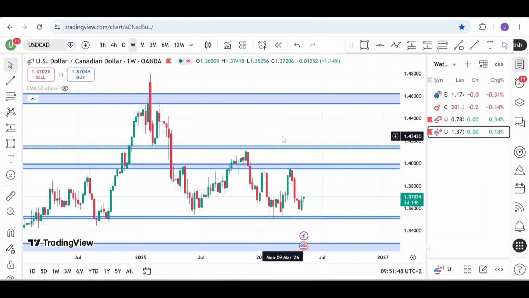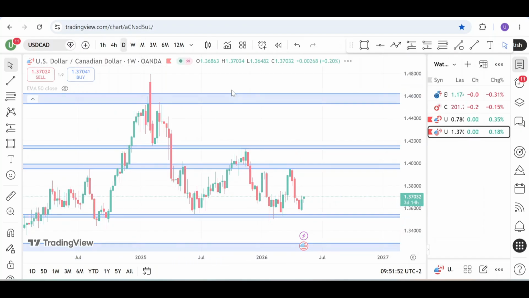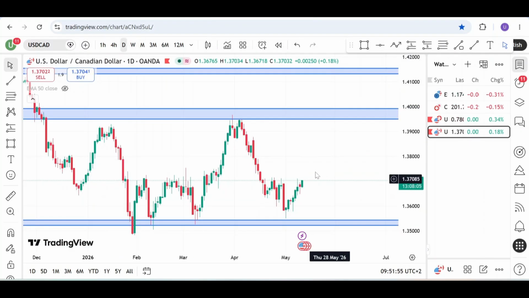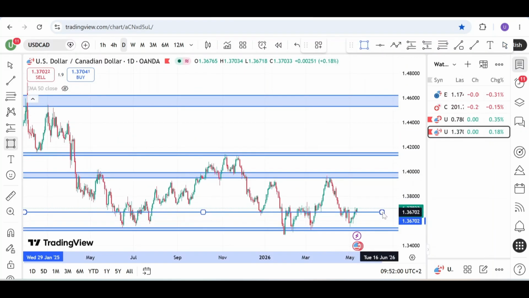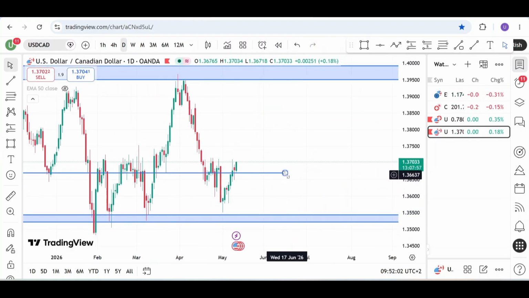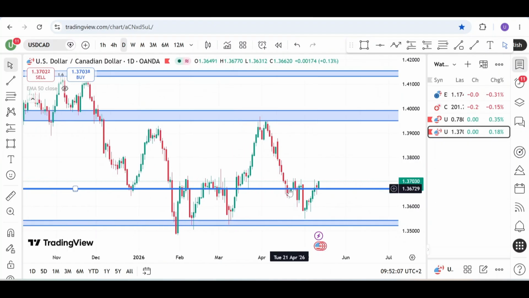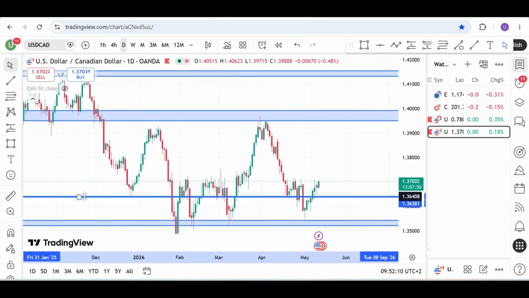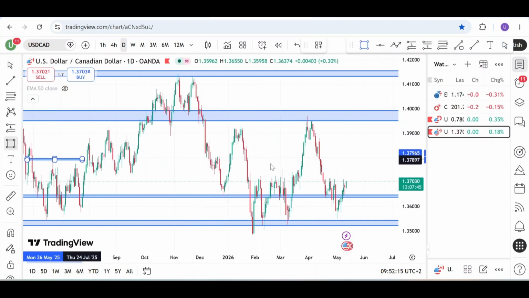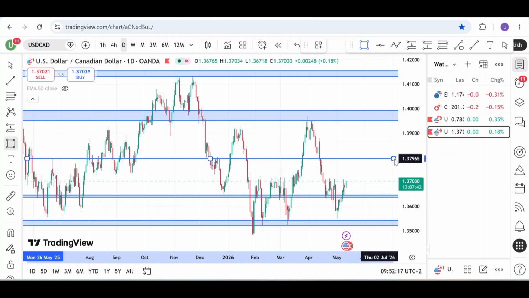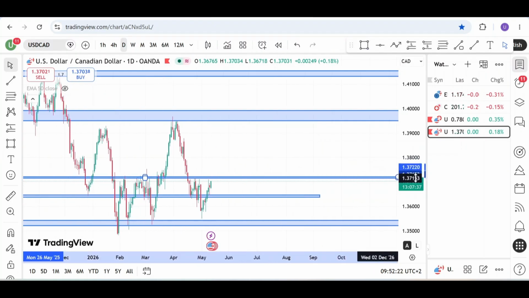Okay, let's go to the daily time frame to see what's going on. As you can see here, this is a daily midway zone, and this is a daily zone here. This is also another zone here, and this here is another zone.